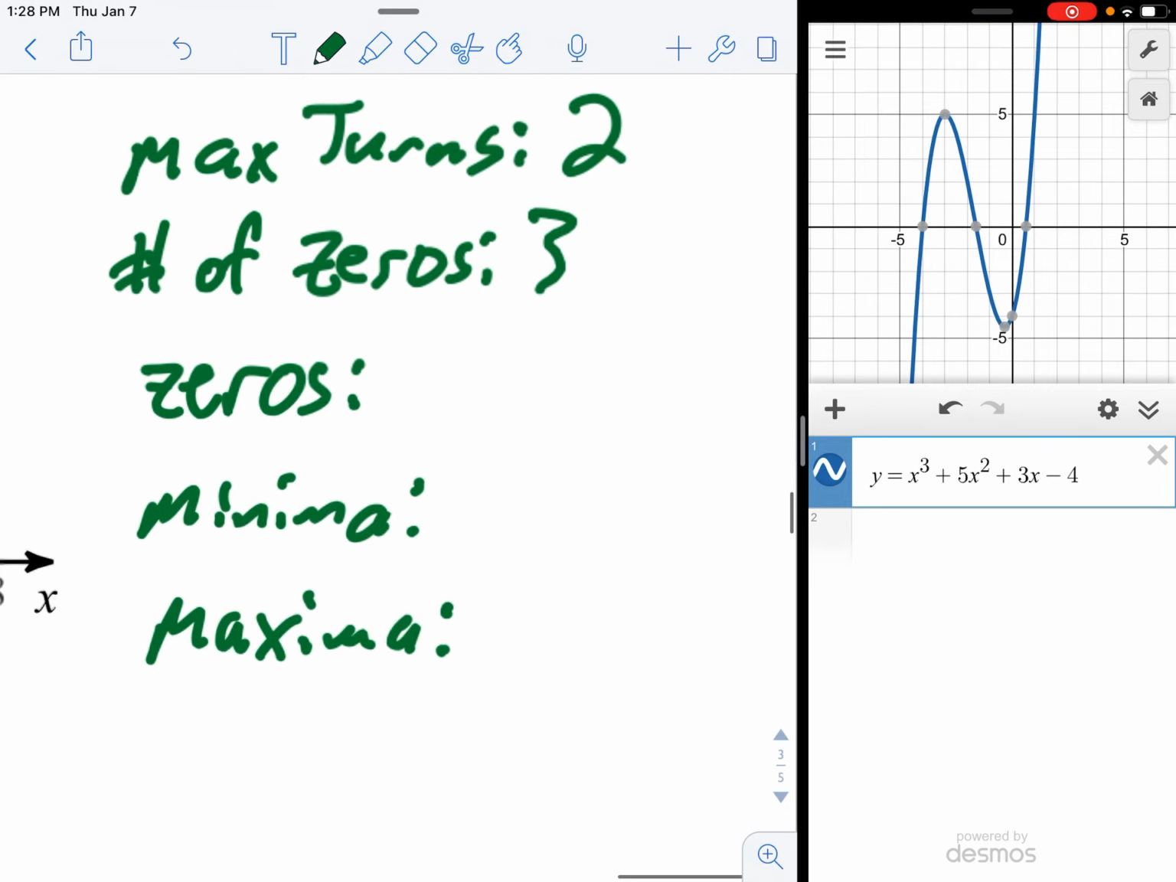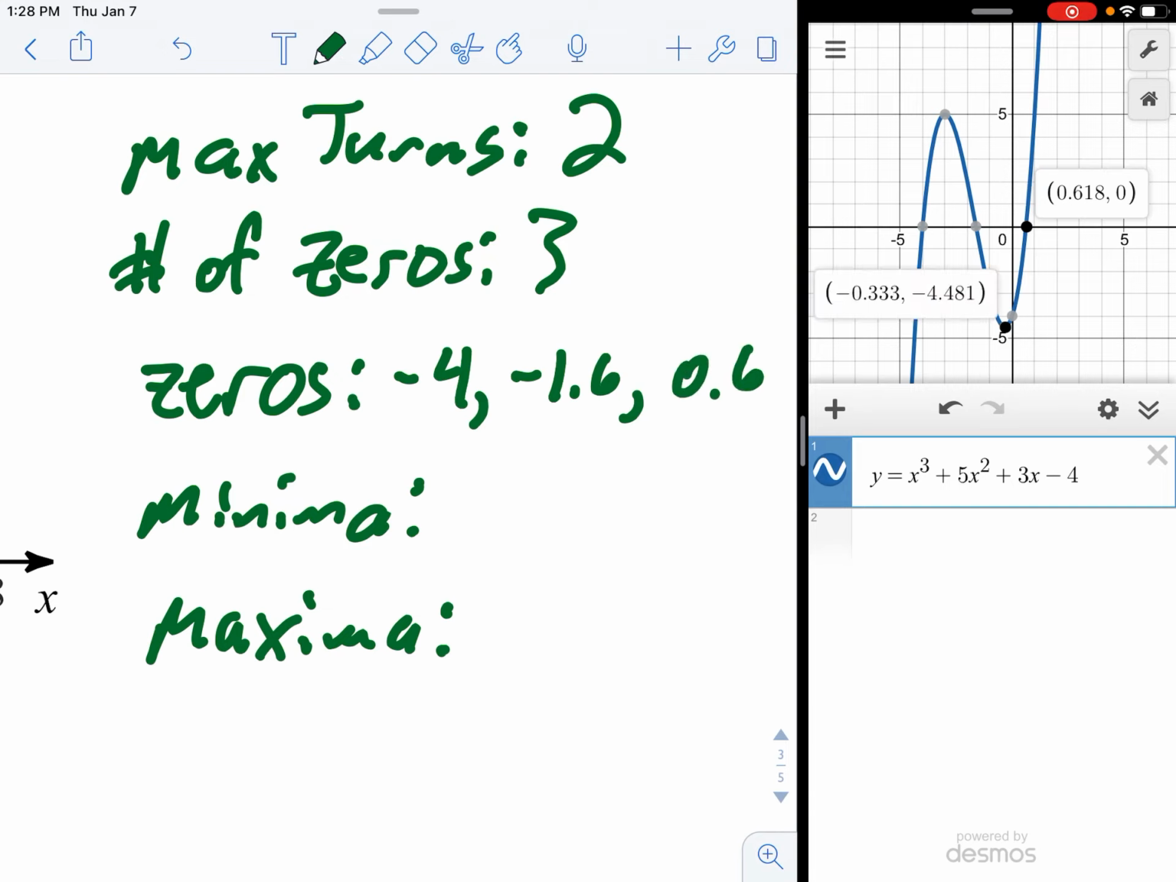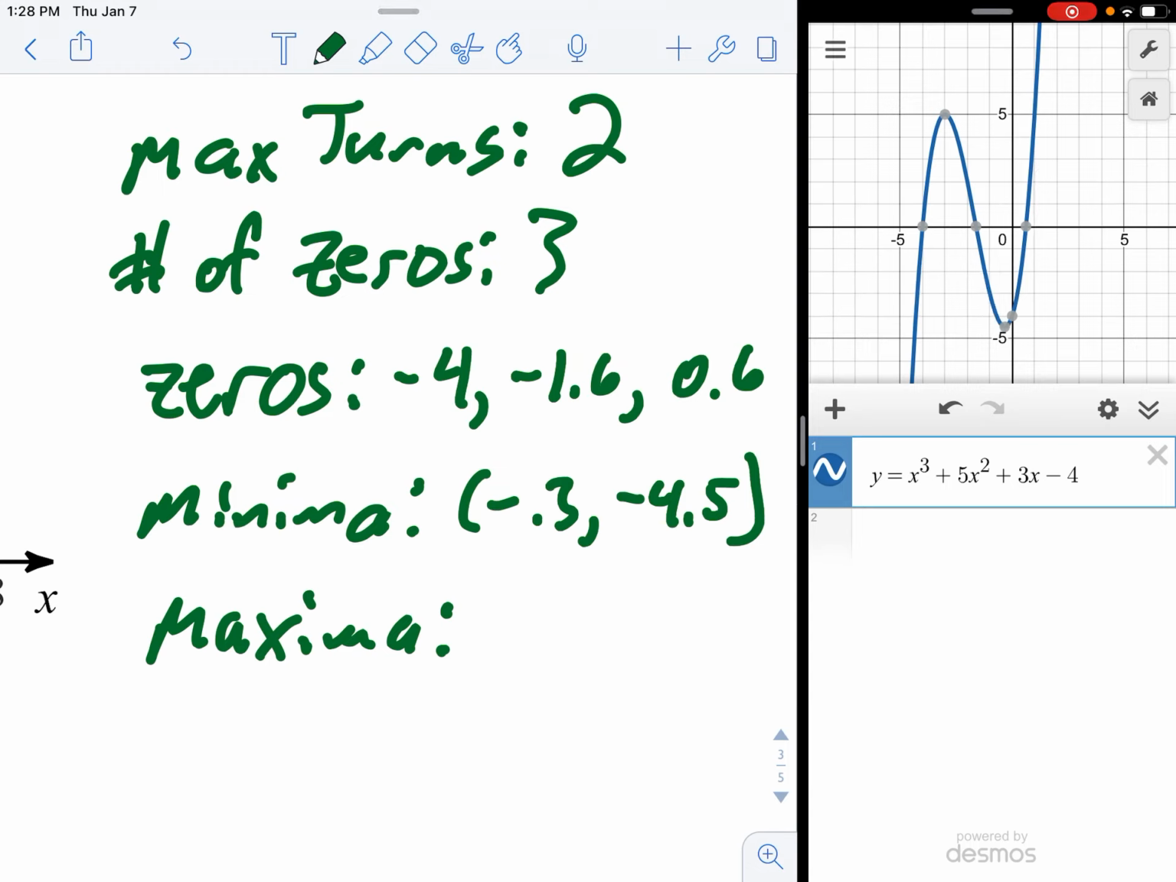What are the actual values of the zeros? One of them is negative 4. Another one is negative 1.6. And the third one is 0.6. Is there a minimum value? Yes. Negative 0.3 comma negative 4.5. And is there a maximum value? Yes, right there. Negative 3, 5.